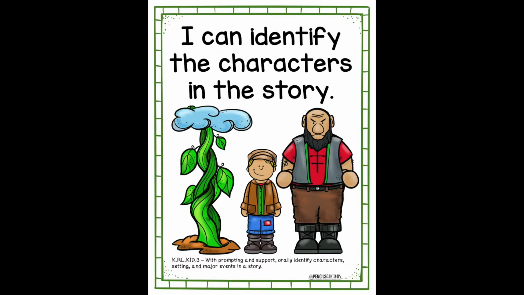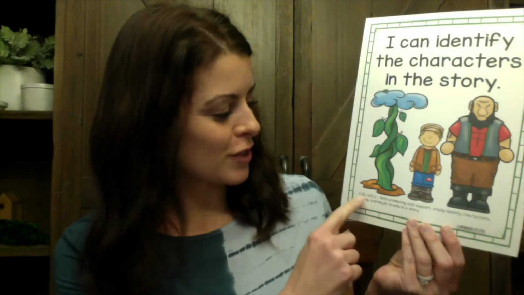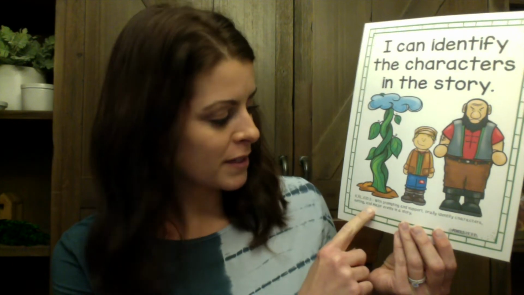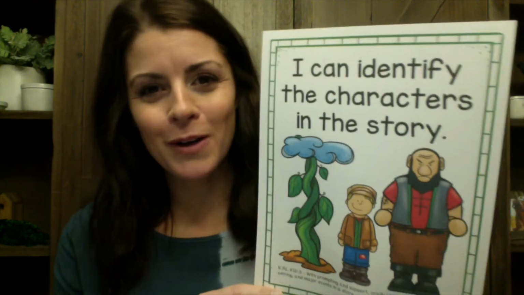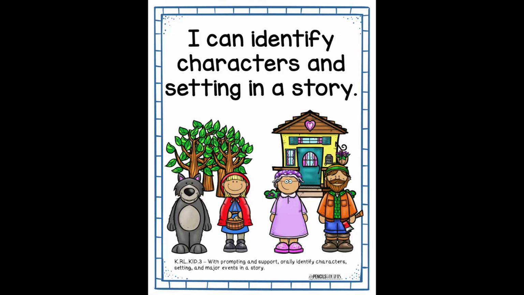The bigger, longer standard with educational jargon meant for teachers is down at the bottom. It has the reference number, and it says, with prompting and support, orally identify characters, settings, and major events in a story. And so I don't want to overwhelm my students. So the first time I work on this, I'm going to ask them to identify just the characters in the story. Later, when I feel like they understand that, I would add in asking them about setting.